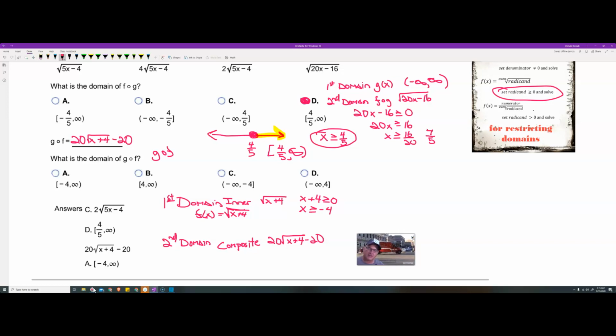Now the domain of this one is the exact same thing. The only part of this that causes a problem is the x plus 4, and it has to be greater than or equal to 0. So both of these have the same domain. Here's -4. It's allowed to equal -4, so I'm going to have a bracket there. And then I want everything that is bigger than that, which would be all the numbers to the right, up to infinity. And that would be my domain.